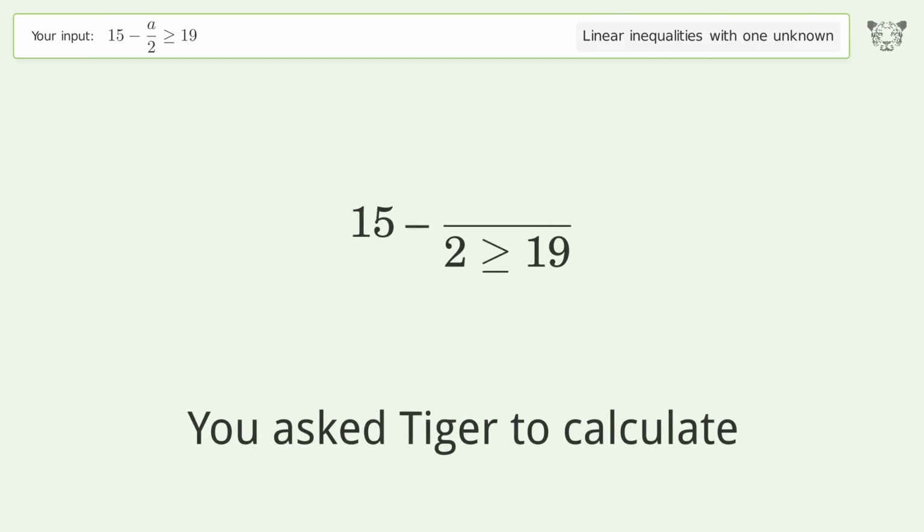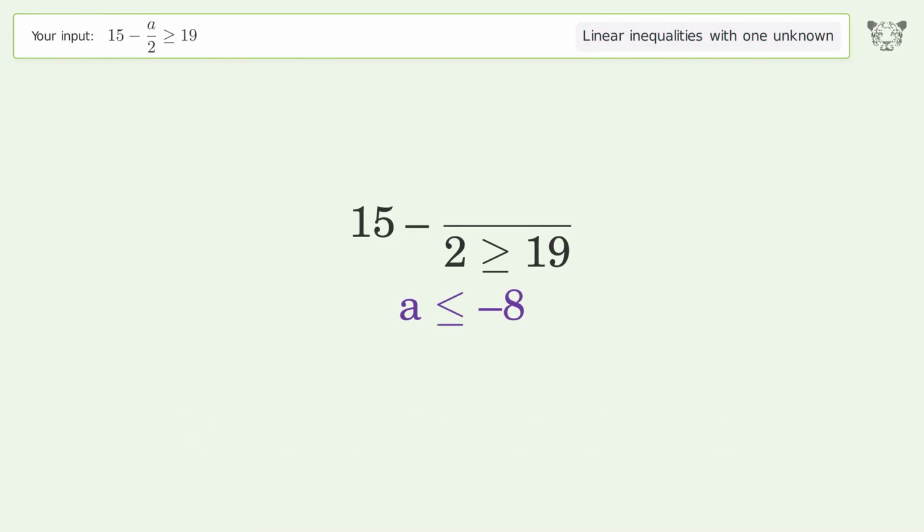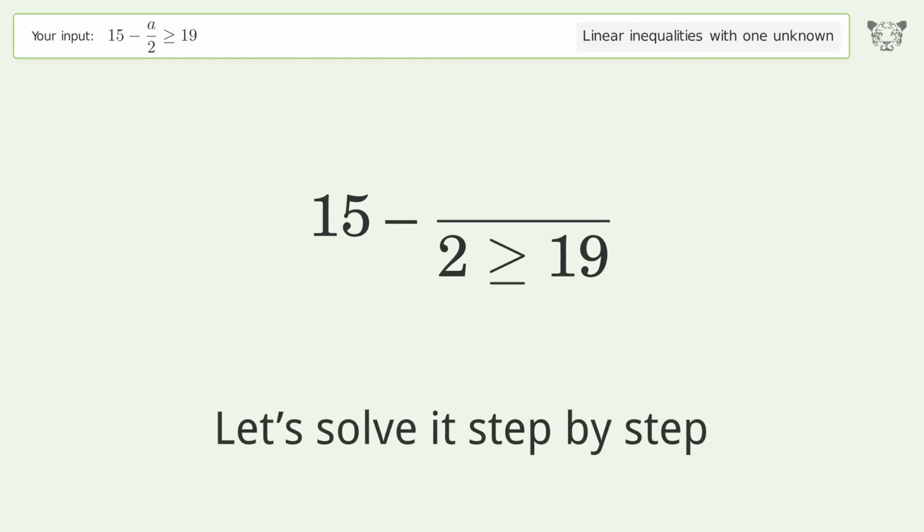You ask Tiger to calculate. This deals with linear inequalities with one unknown. The final result is a ≤ -8. Let's solve it step by step.